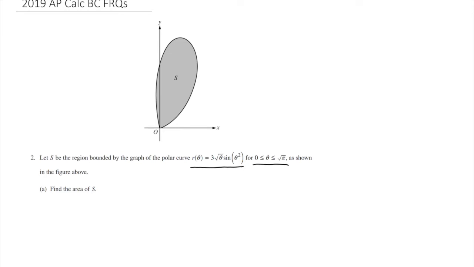So part A is to just find the area of S. So here you'll want to remember that for polar area, we have that the area between the origin and a curve is given by 1/2 the integral from between the two angles that you're trying to go between, of r of theta all squared d theta.